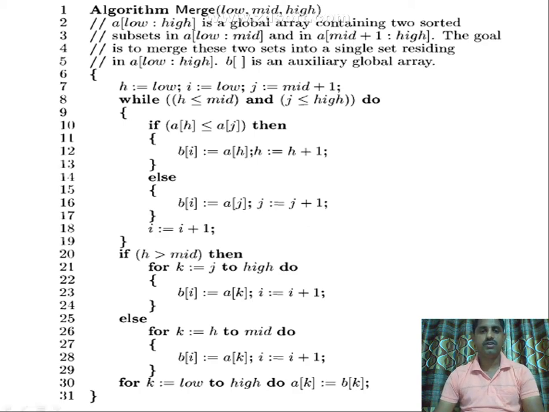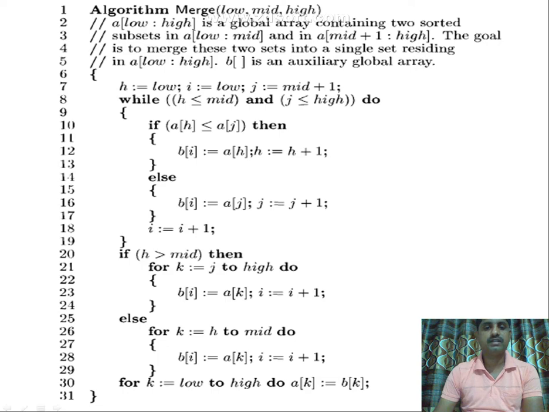So h is the index, i is the first value, j = mid + 1. First we compare while h <= mid and j <= high. Then we check the condition A[h] <= A[j]. Then B[i] = A[h] and h is incremented. Otherwise B[i] = A[j], then j is incremented. Then i is incremented, moving to the next element.